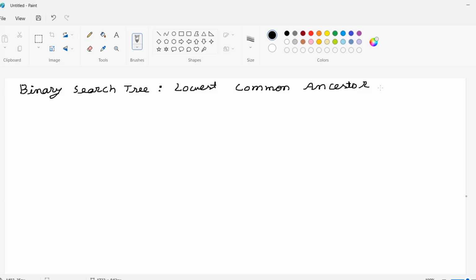In this programming challenge, we will get one input as a tree and we will get two int values v1 and v2, and we have to find out the lowest common ancestor of that tree. Okay, let's understand this problem with the help of an example.